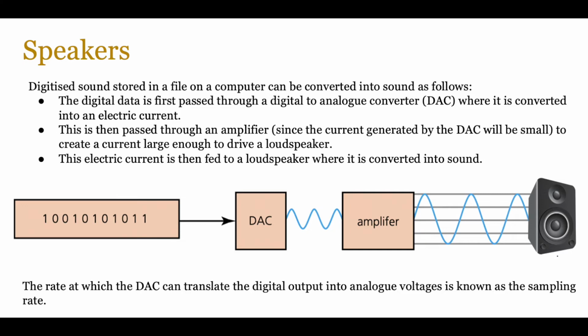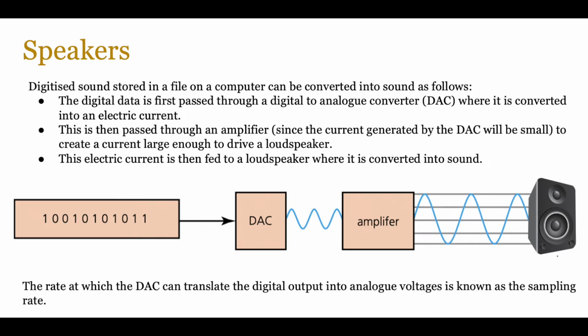headphones. So speakers basically use digitized sound which is stored on a file or a computer, and that can be converted into sound. And normally what happens is that on a computer, sound data is stored in ones and zeros. This digital data is first passed through a digital to analog converter, where it's converted into an electrical current. This then passes to an amplifier, since the current generated by the DAC will be very small, and that then creates a current large enough to drive a loudspeaker or a headphone. This electric current is then fed to the loudspeaker, where it's converted into sound.